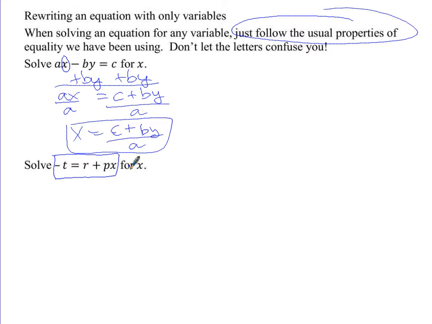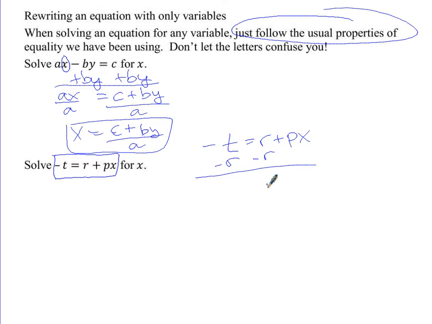Negative t equals r plus px. We want to solve for x. What's the first thing we need to do? We want to get the x term by itself. That's this guy right here. So we have a positive r sitting here, so I'm going to undo that thing by subtracting r from both sides. r minus r is 0. It's gone. That's the whole point.